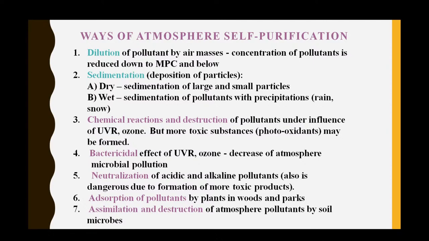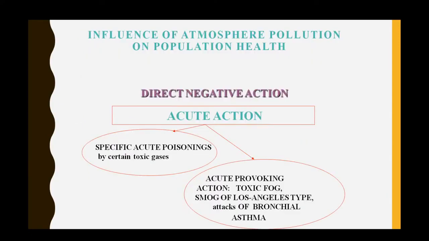Wet sedimentation of pollutants with precipitation, so with rain, with snow. Maybe chemical reactions and destruction of pollutants under influence of ultraviolet radiation and ozone. But more toxic substances, photooxidants, may be formed. Bactericidal effect of UVR and ozone, decrease of atmosphere microbial pollution. Neutralization of acidic and alkaline pollutants also is dangerous due to formation of more toxic products. Absorption of pollutants by plants in woods and parks, and assimilation and destruction of atmosphere pollutants by soil microbes.